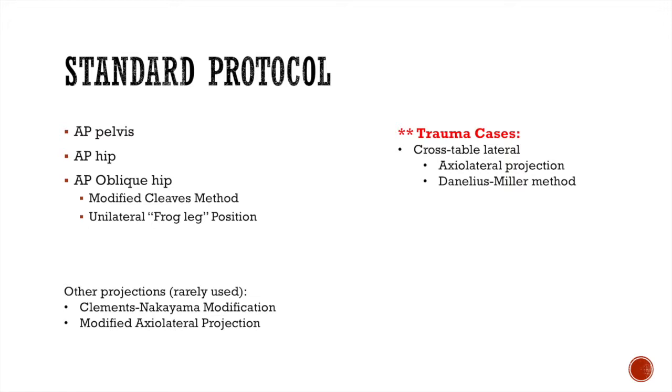Each clinical site has their own protocol to abide by, but the standard hip protocol consists of an AP pelvis, AP hip, and AP oblique hip projections if the patient has no suspected fractures. If the patient has a fracture, a cross-table lateral projection will be performed. There are two types of cross-table lateral projections, including the Danielius-Miller method and the Clemens-Nakayama modification.